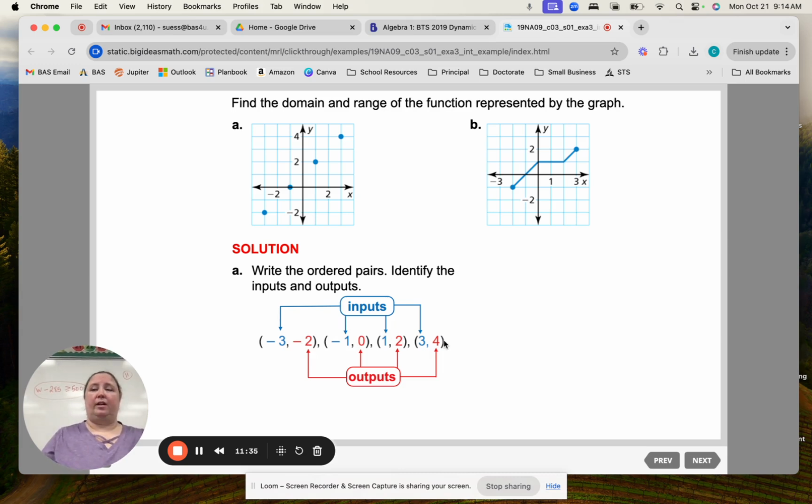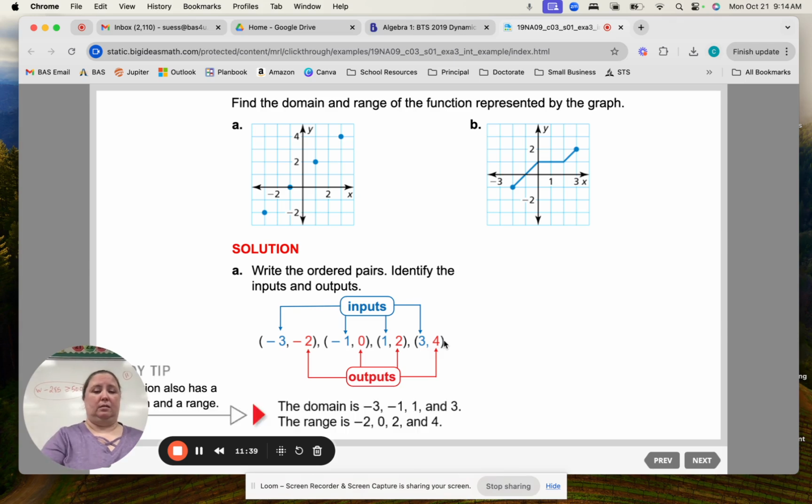All of the input values are your x's. All of the output values are your y's. Those are going up by 2. They are. So the domain is -3, -1, 1, and 3. The range is -2, 0, 2, and 4.